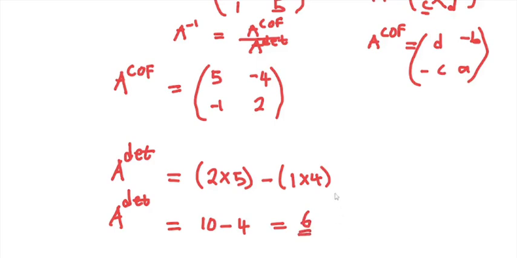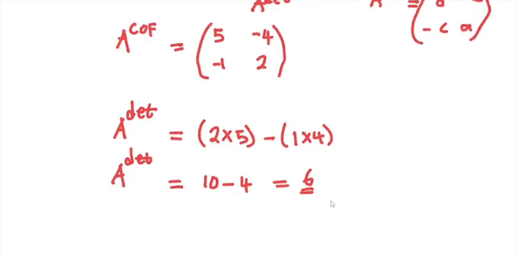Then from there, we can just substitute in our formula, which is the cofactor of matrix A over the determinant of matrix A. Where there is the cofactor of matrix A, we put this cofactor here, or we can call it the adjoint. Where there is the determinant of matrix A, we put this determinant, which is 6.